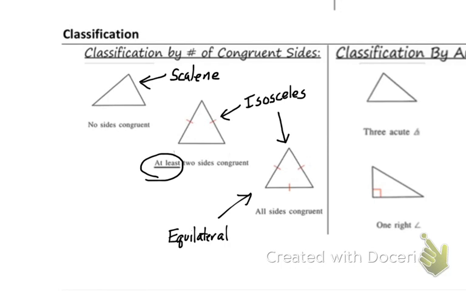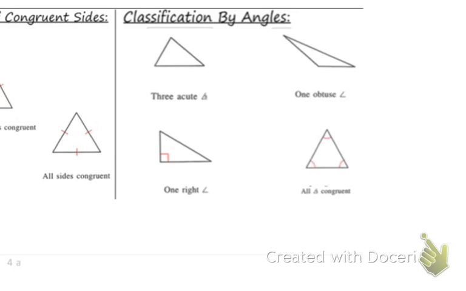Cool. All right, classification by angles. Oh man, we were creative as mathematicians on this one. Whew, this is gonna blow your mind. All right, if my triangle is made out of just acute angles, it is an acute triangle. Who wants to take a guess what it's called if it's an obtuse? If there's one obtuse angle, yeah. Obtuse. Obtuse triangle. Whew.